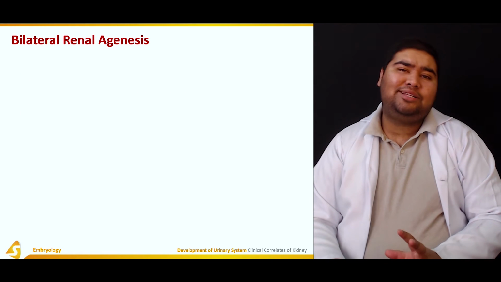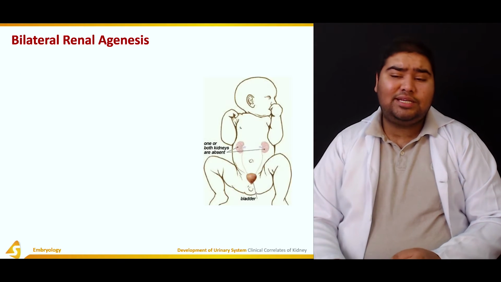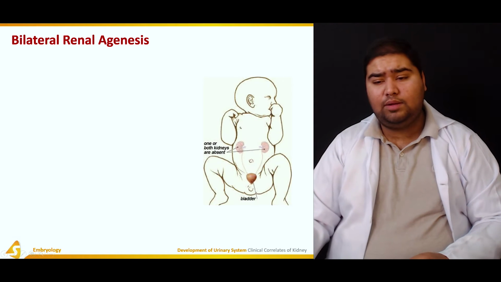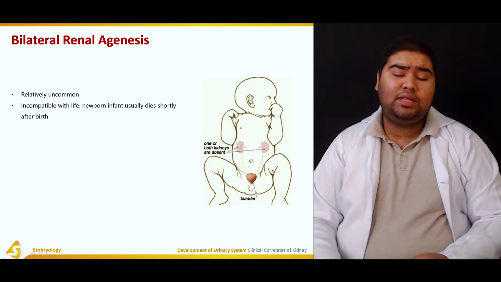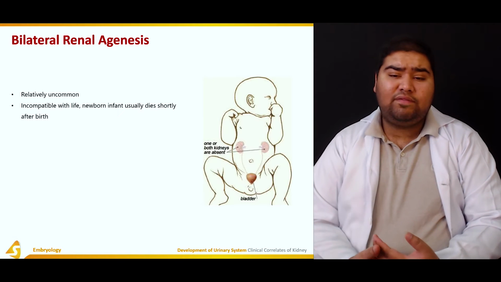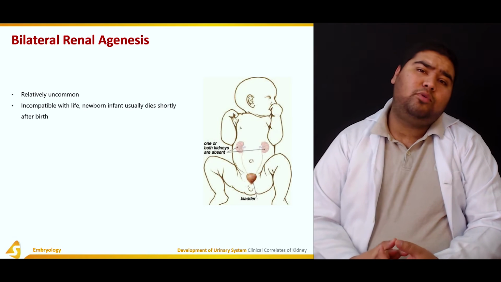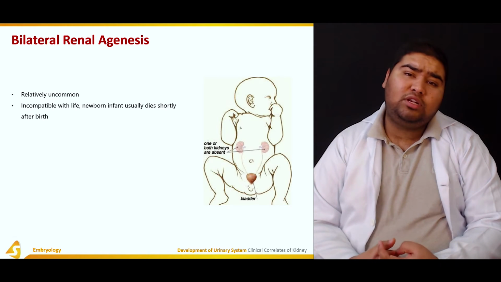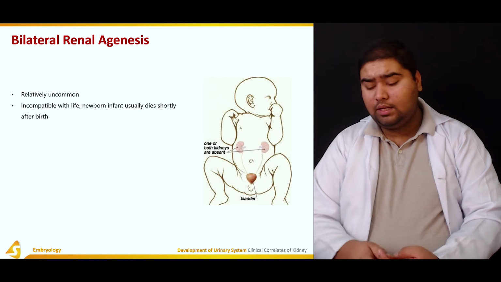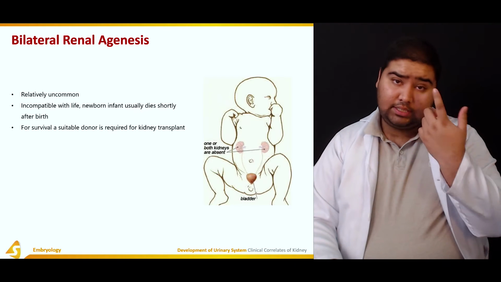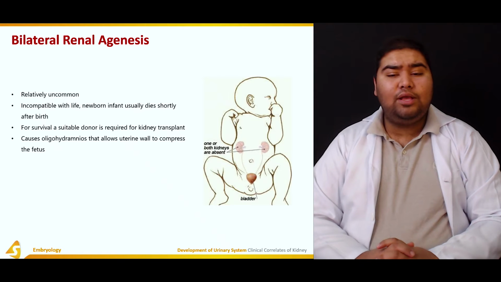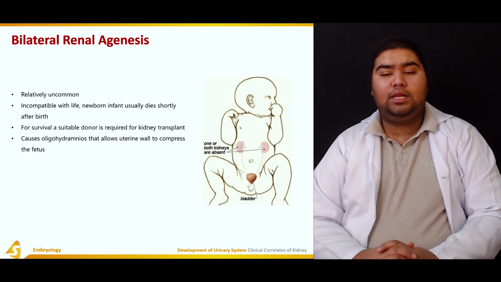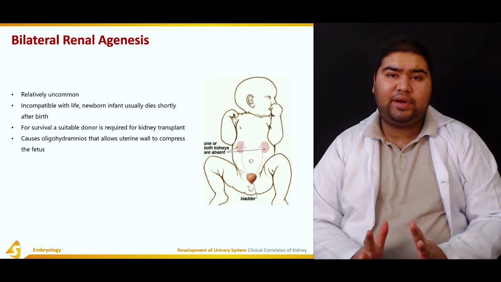So bilateral renal agenesis, in this condition both the kidneys have failed to develop. This is incompatible with life. It is relatively uncommon, and the newborn infant may die shortly after birth unless a donor is there for kidney transplant. It also causes oligohydramnios that allows the uterine wall to compress the fetus.